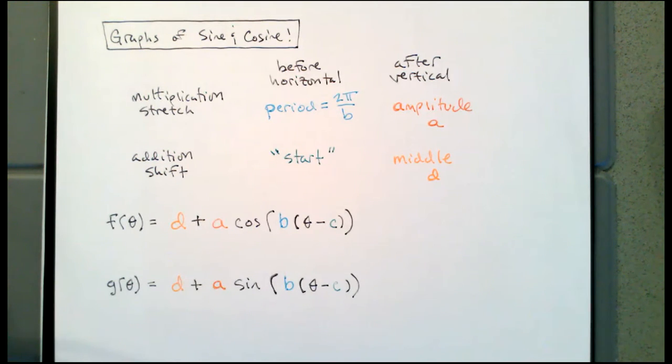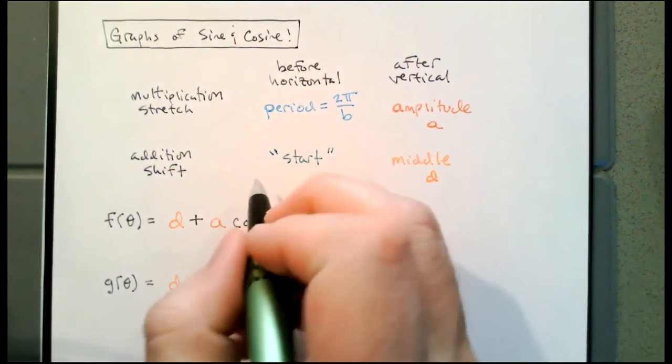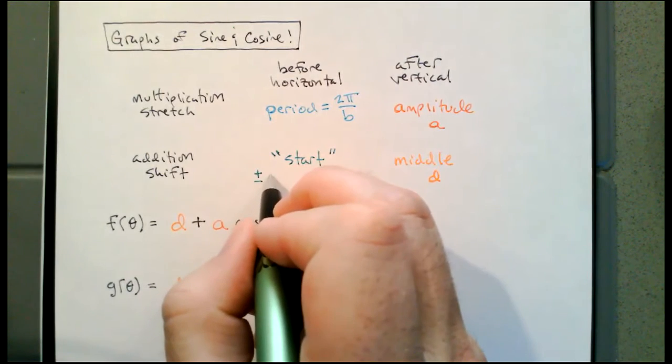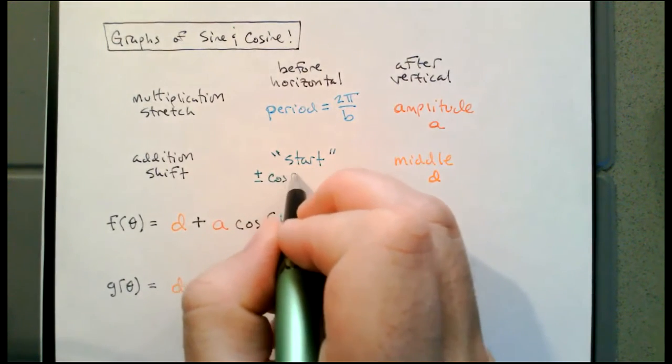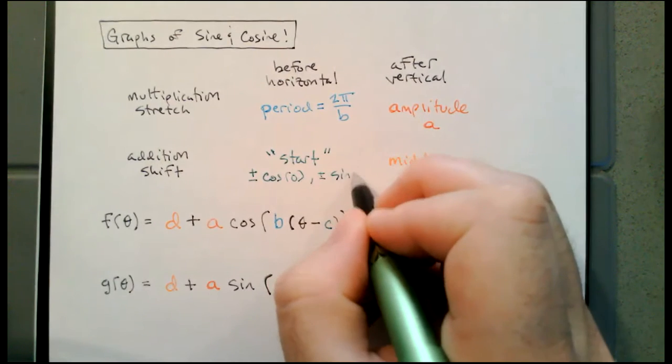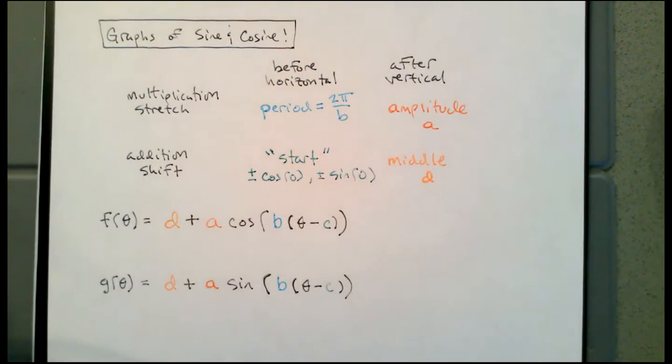When we talk about the start, we're talking about plus or minus the cosine of 0 and plus or minus the sine of 0. Not theta equals 0, but 0 plugged into cosine or 0 plugged into sine. And we have 4 options. We either have a plus cosine or a minus cosine, a plus sine or a minus sine.